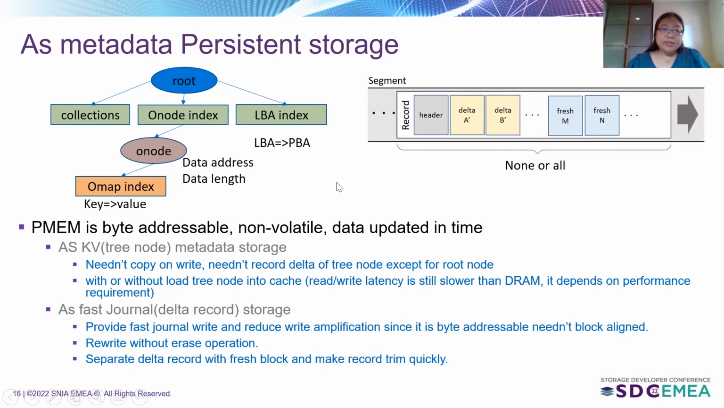As metadata persistent storage, in Crimson, the ONode, OMAP, and LBA tree are B+ trees. When we modify the node content, we currently use copy on write and record the data information into the SSD segment. When we support the PMEM, since PMEM is byte addressable, non-volatile, and data is updated in place, we can use the PMEM as KV, that is, the tree node metadata storage. Since it is non-volatile and data is updated in place, we needn't do the copy on write, and needn't record the data of the tree node. And depending on the performance requirement, we can load the tree node into the cache or not. We can just read the node content from the PMEM or write to the PMEM.